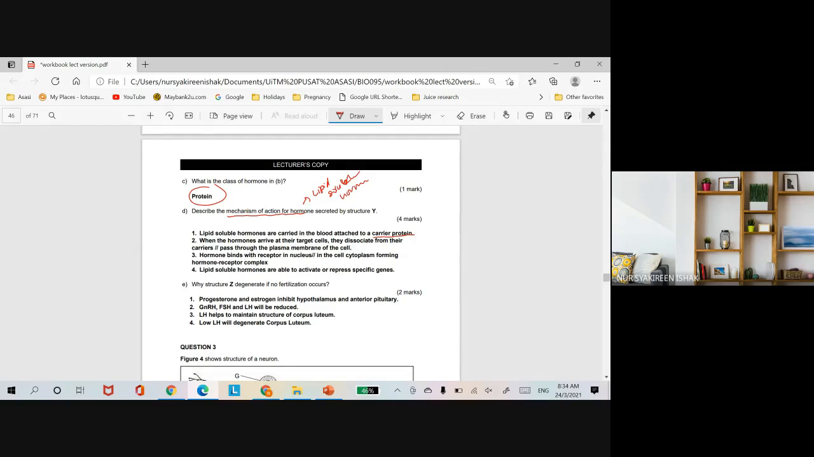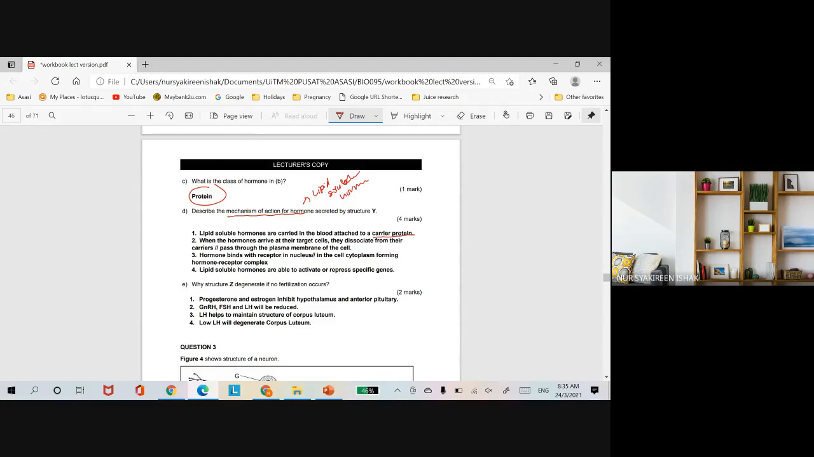Saya check kat nota jap, dia guna istilah apa. Dalam nota awak ditulis, dia guna istilah transport protein. So you could write either one. Transport protein or carrier protein.